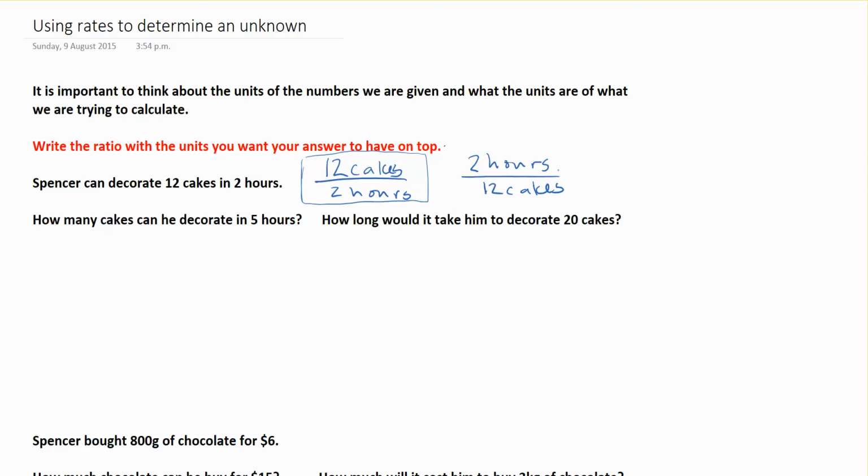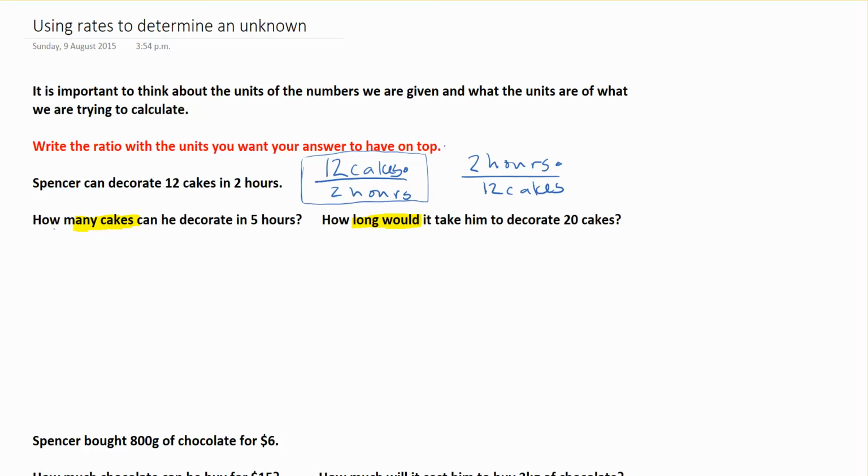So if we pay attention to the units here, if you think about these two fractions, one of them has cakes on top and one of them has hours on top. So if we look at our question, two of them here, how many cakes? So we want to know how many cakes he can decorate in 5 hours in this case. And in the other case, how long would it take him to decorate 20 cakes? There's going to be an important decision to make for each of these when we're solving them.